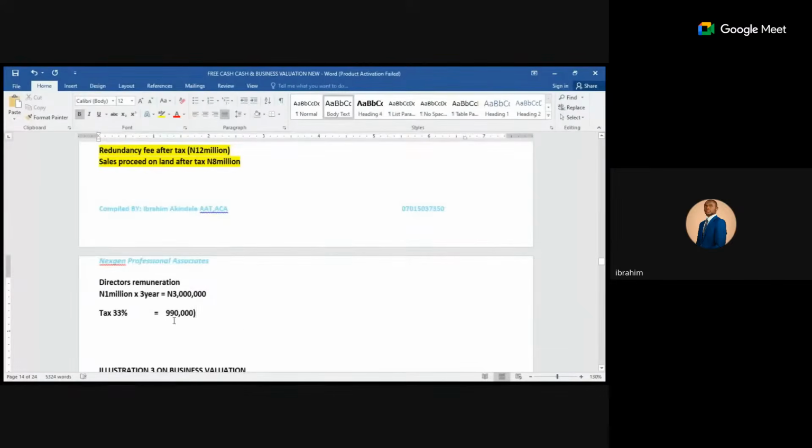So what will be the net of tax? 2,010,000. Net director fee, 2 million 10, after tax, right? So can we move on? Class, are we still together, please?